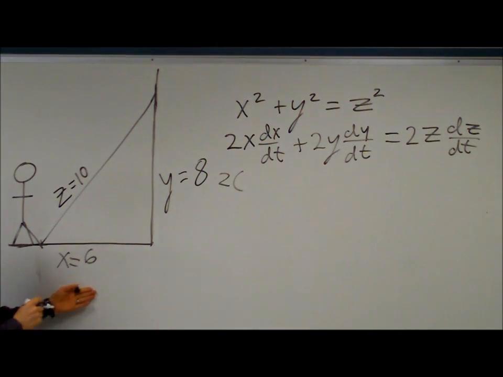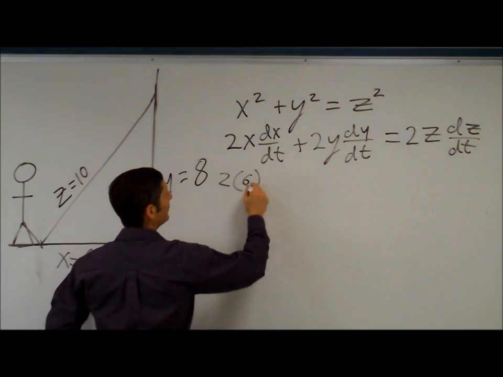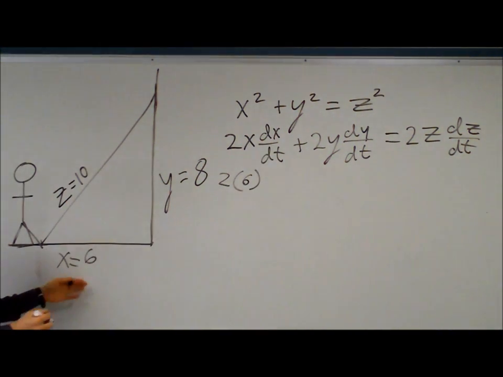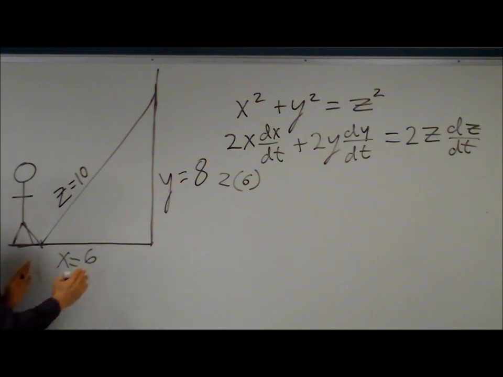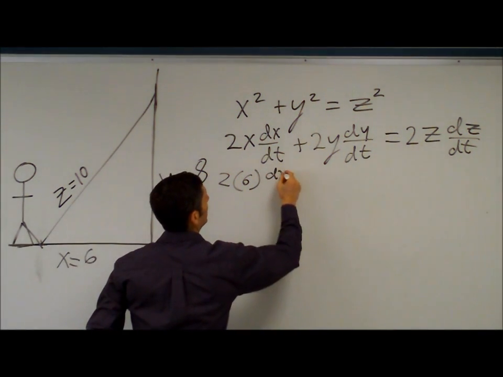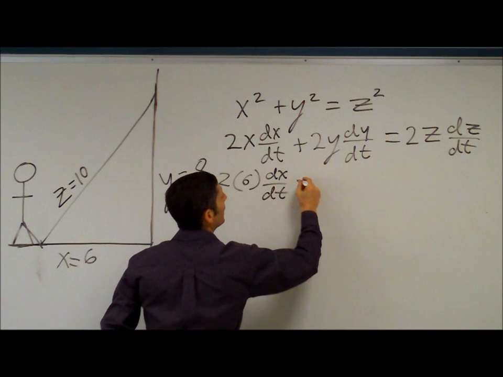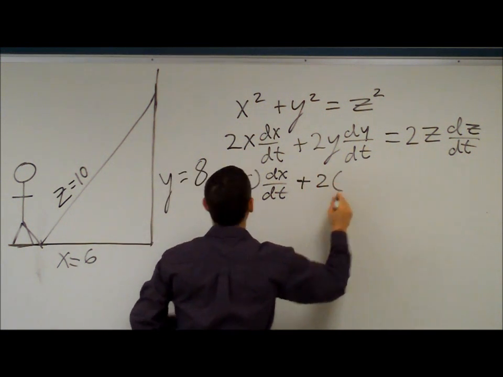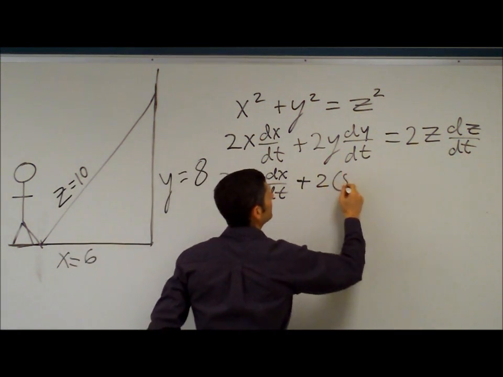x at this moment in time is 6. dx dt, that means how fast is x changing? Well, that's what I'm looking for. I want to know how fast the ladder is moving at the base when it hits Bart. I don't know what that is, and as a matter of fact, that's what I'm looking for, as I said. Plus 2, I know y at this moment in time.